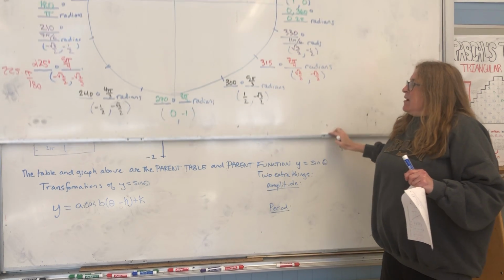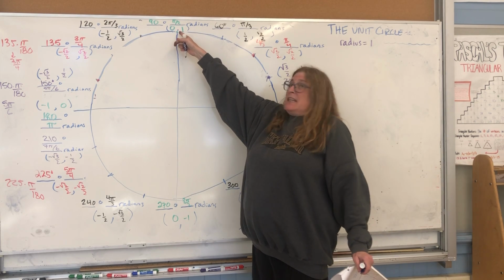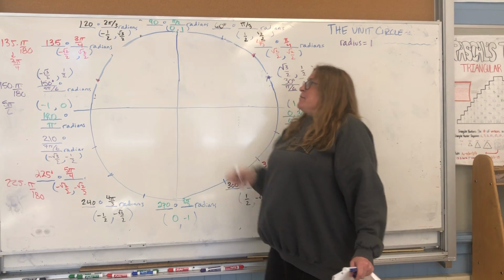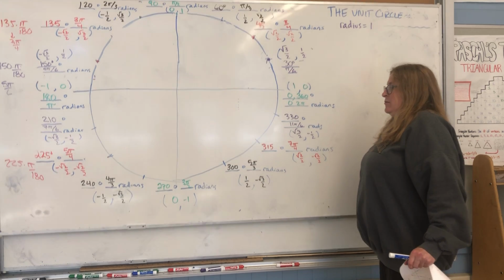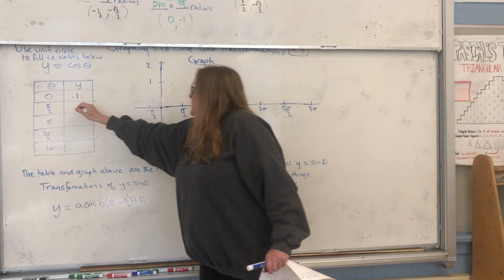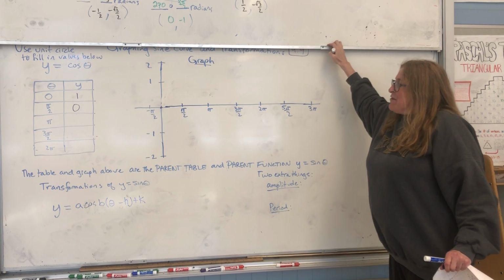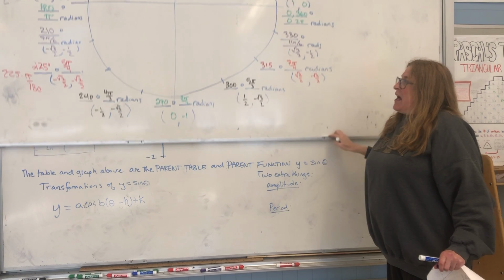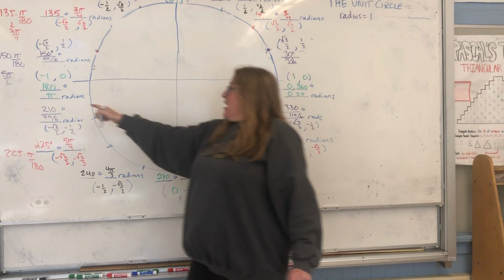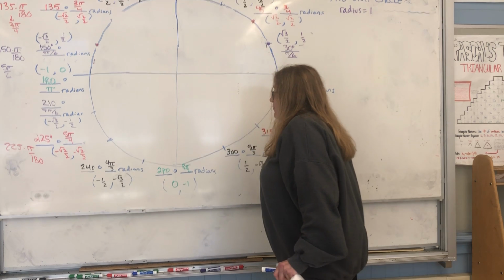Okay, guys? Now let's go to pi over 2. So up to the tippy top, we go to pi over 2. The cosine is the x-coordinate, so the cosine of pi over 2 is 0. So I'm going to put 0 here. Okay, guys, moving right along, let's now look at the cosine of pi. There's pi right there. The cosine's the x-coordinate, so that's -1.